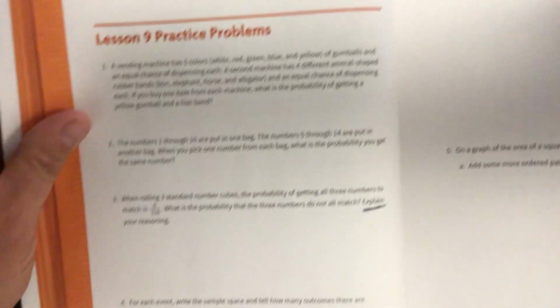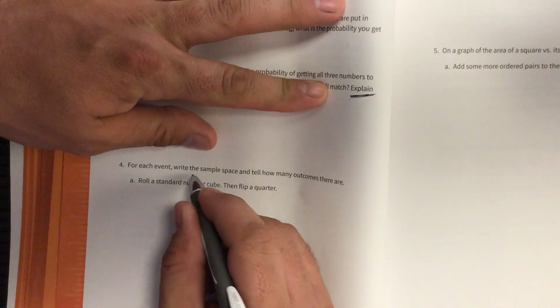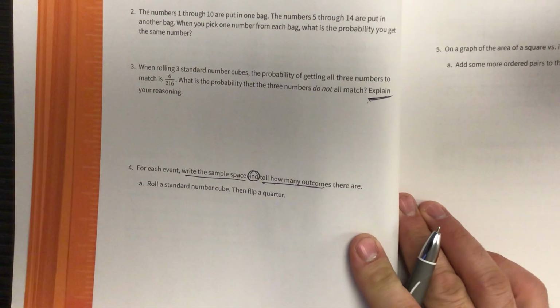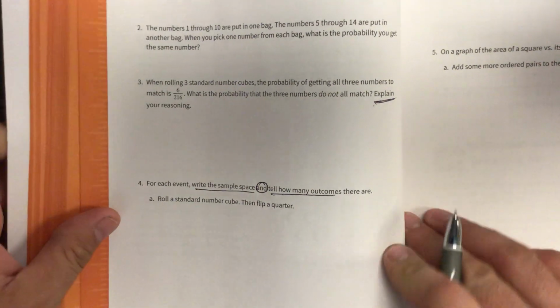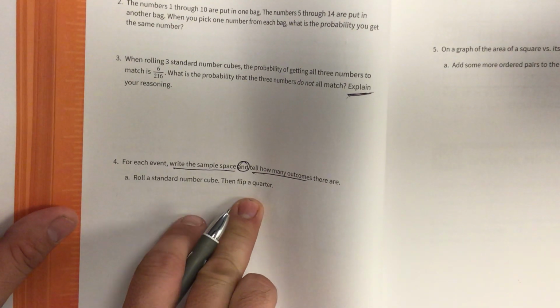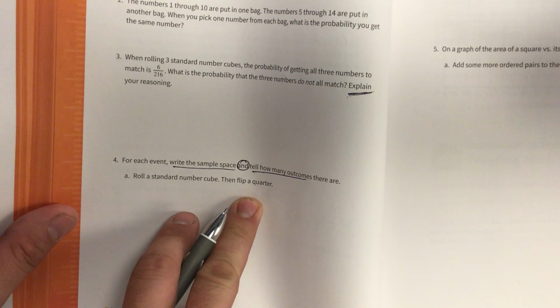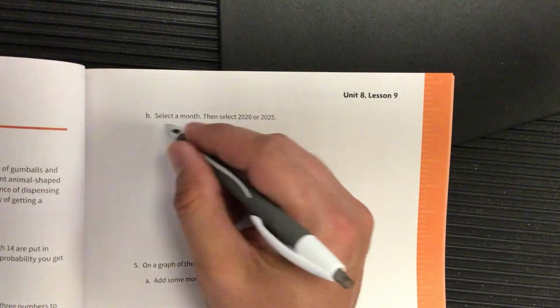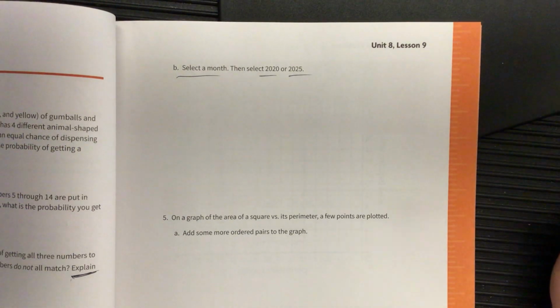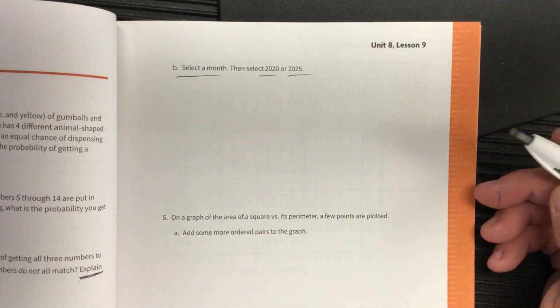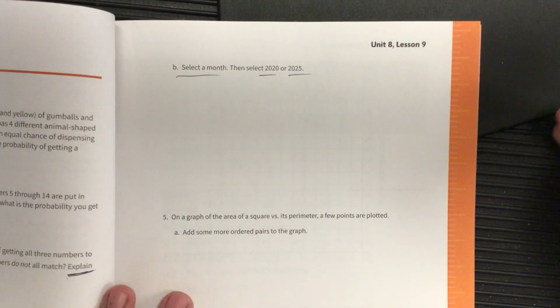Question number 4, write the sample space. Underline that. That means we need to list it out and tell how many outcomes there are. I like to do the outcomes first so I know how many answers I should have. Rolling the dice and flipping a coin, we've already done that. You have that in your notes somewhere. We did that. And do the same for B. We haven't done this one. You're selecting a month and then picking a year. List all the outcomes. Again, if you want to do tree diagram or table or list, up to you.